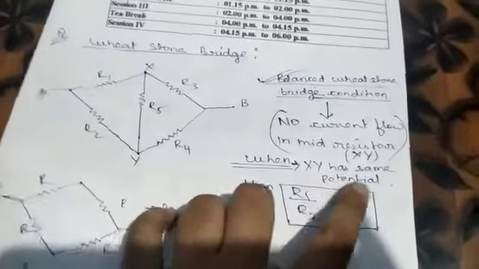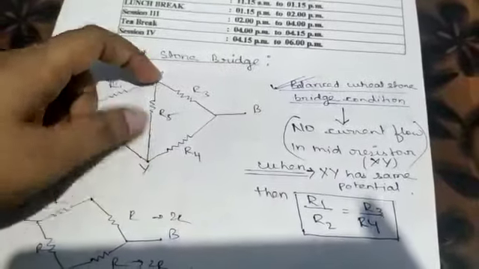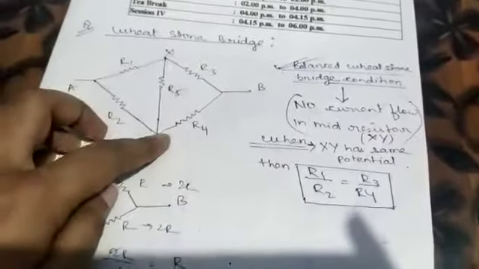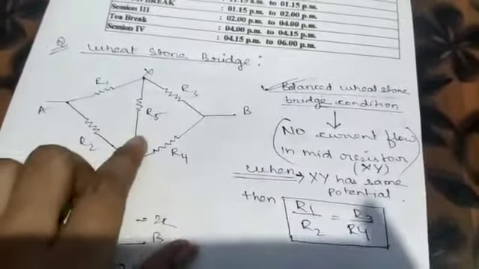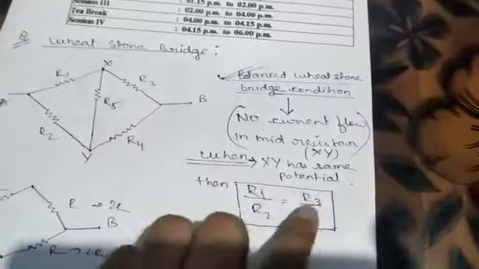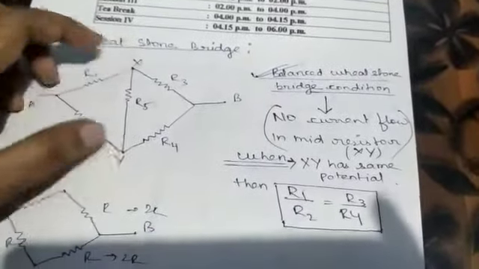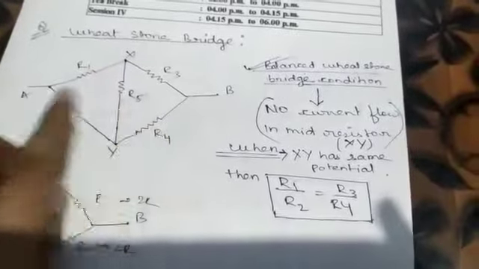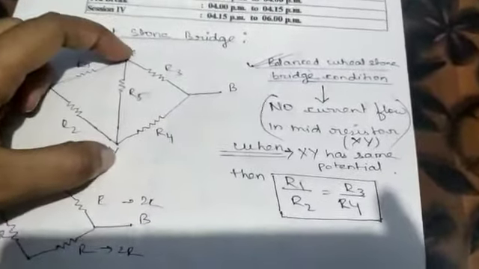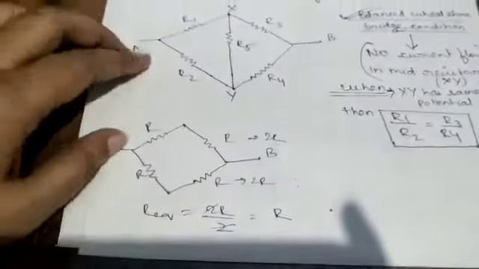When no current flows between X and Y, it means the potential of X and Y is the same, which is why no current is flowing. This condition is only possible when the ratio R1 by R2 and the ratio R3 by R4 are the same. So when the current in this arm is not flowing, these ratios are the same, and vice versa. When this current is not flowing, we just remove this arm.